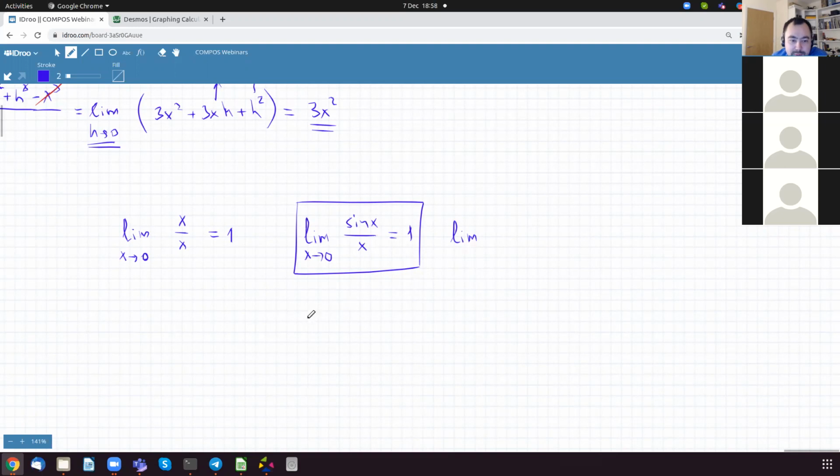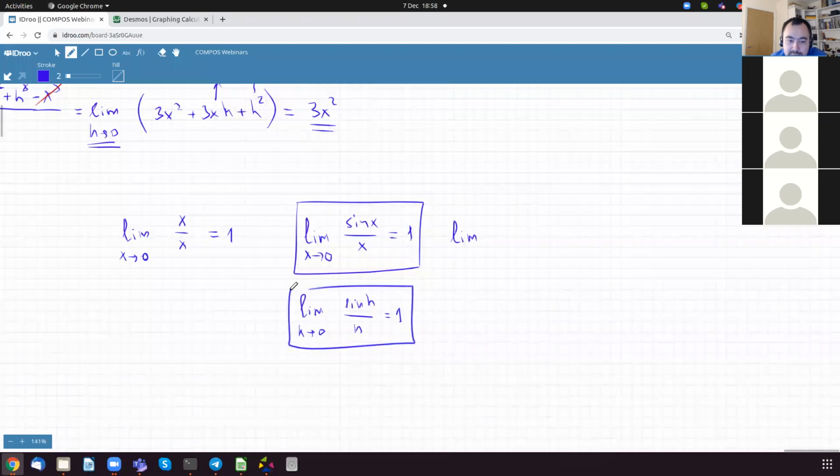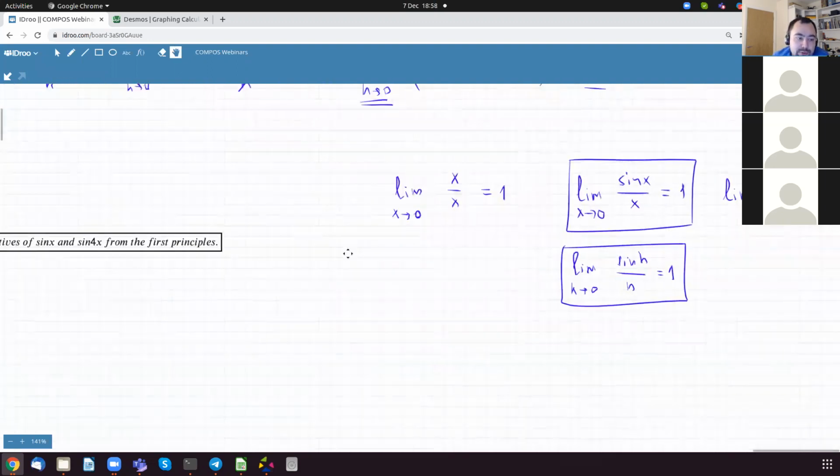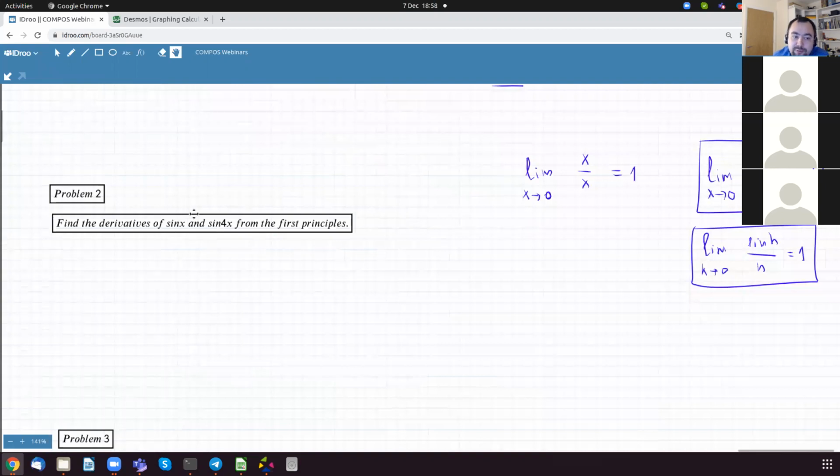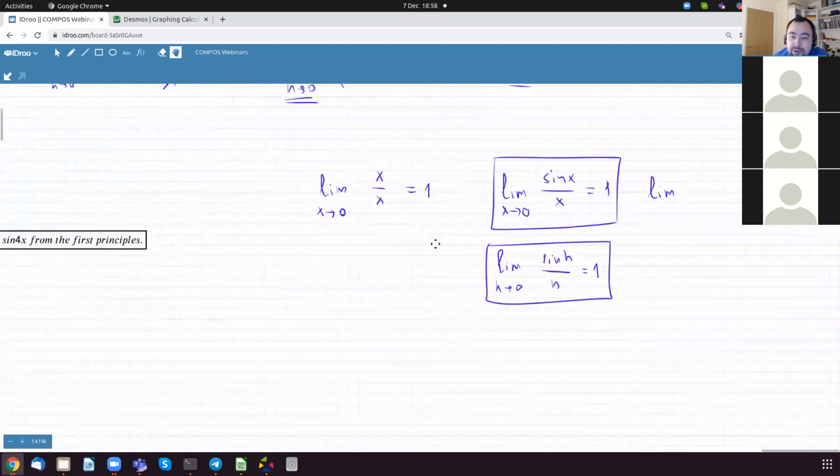Well, I mean, it could be the limit as h tends to 0 of sine h divided by h. It's still going to be 1. It doesn't matter. The name of the variable doesn't play a role here. We are going to use this to solve problem 2.